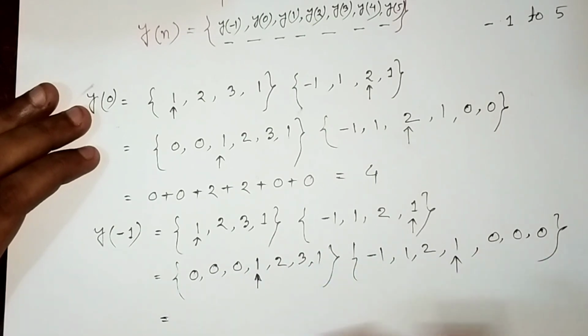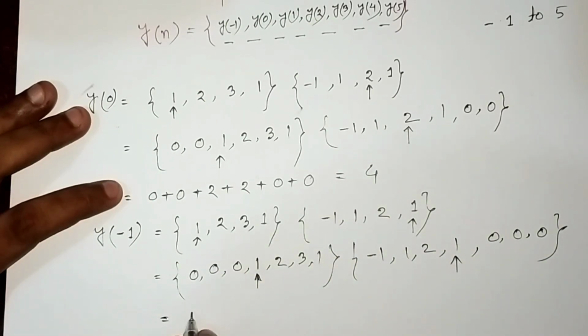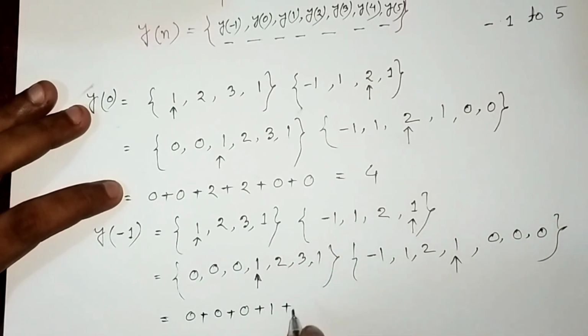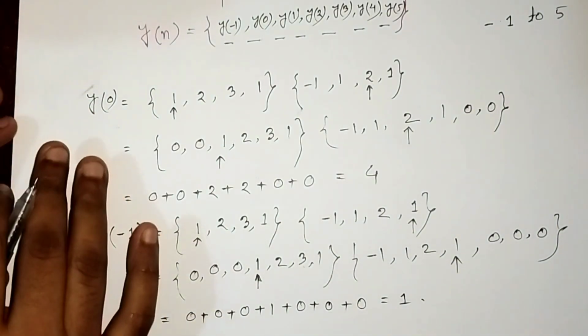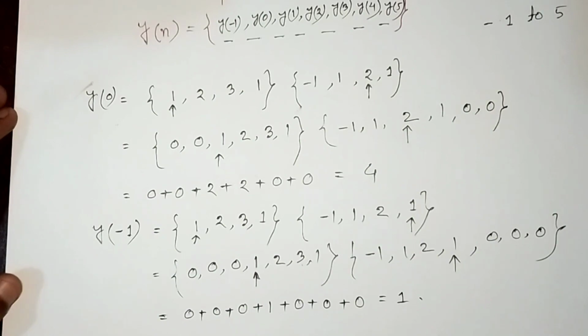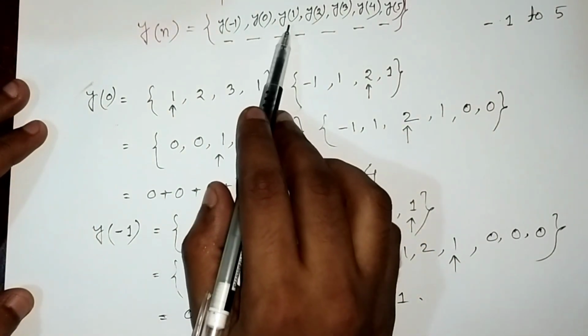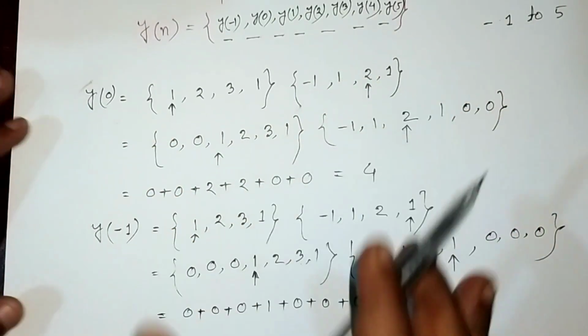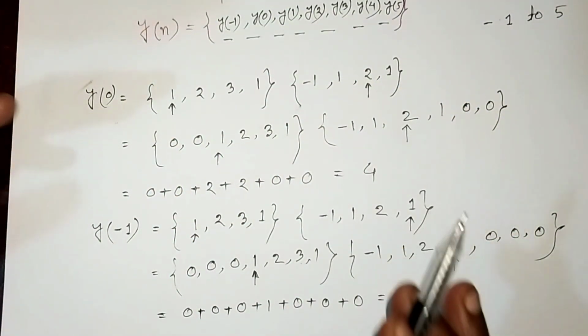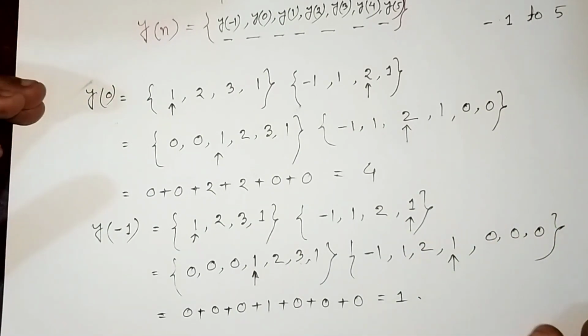Then again multiply them and add them together, and as you can see, what we will get is 1 times 1 is 1, then 2 times 0 again, plus 3 times 0, plus 1 times 0. So we get the result, which is 1. So we have found out y of negative 1. In the similar way, you have to find out y of 1, y2, y3, y4, y5, and as you can see, it's a very tiresome work and it needs a lot of time in the exam hall.